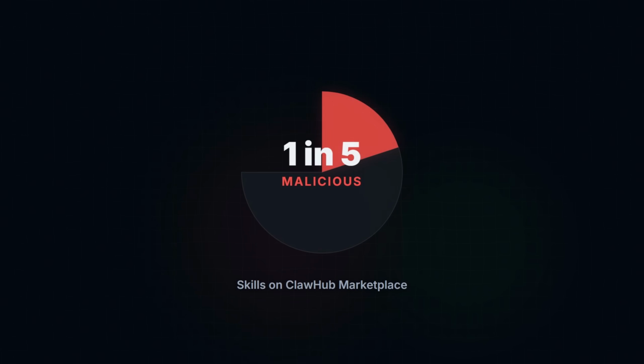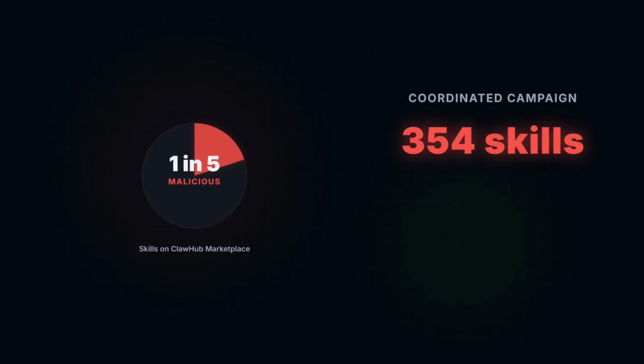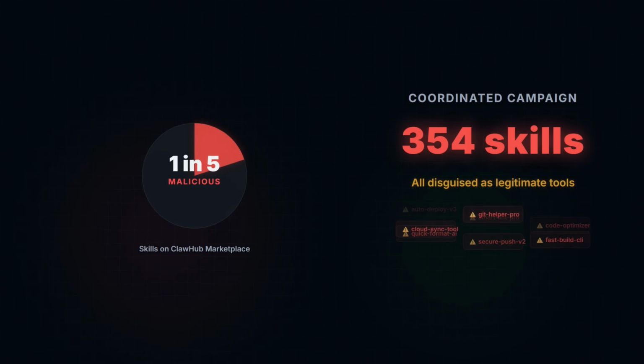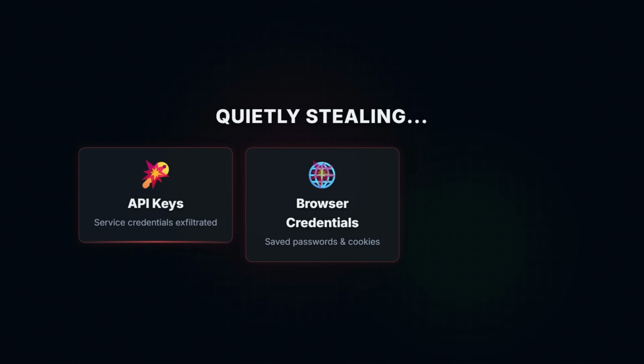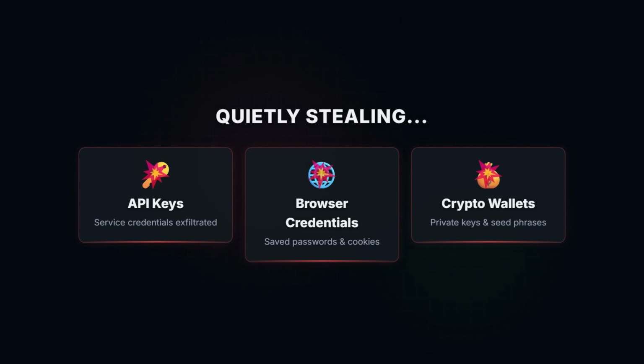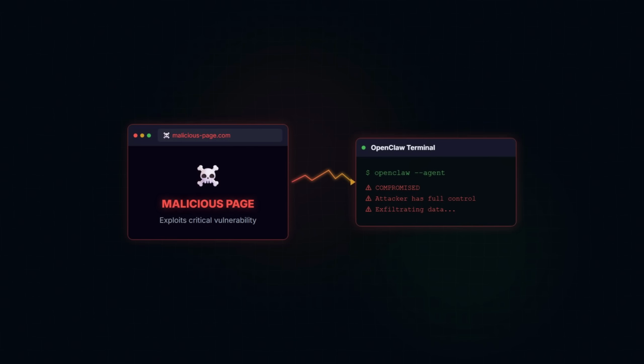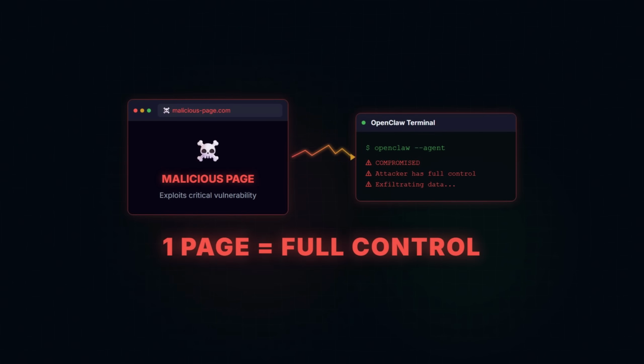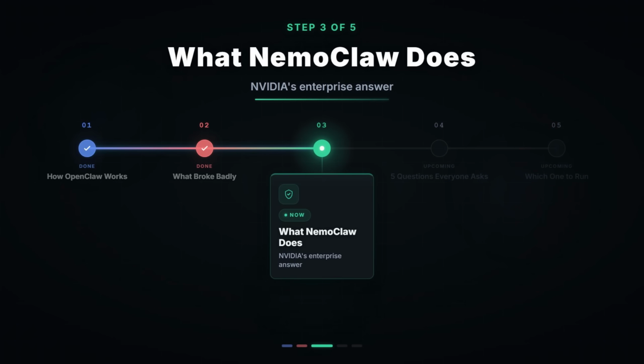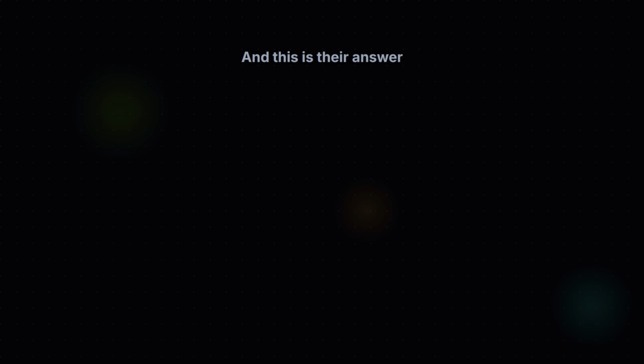In early 2026, 1 in 5 skills on the official ClawHub marketplace was confirmed malicious. A single coordinated campaign uploaded around 354 of them, all disguised as legitimate tools, all quietly stealing API keys, browser credentials, and crypto wallets. And a critical vulnerability meant that visiting one malicious web page could hand an attacker full control of your local OpenClaw instance. That's the architectural gap NVIDIA decided to fix. And this is their answer.